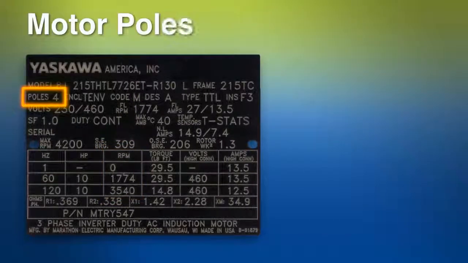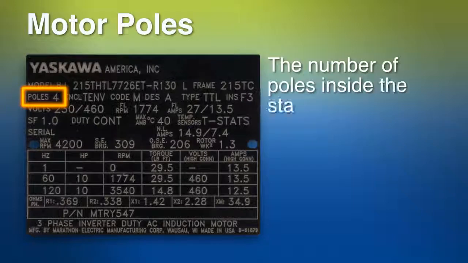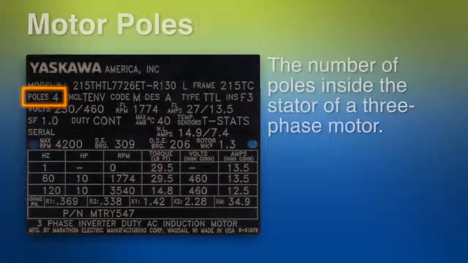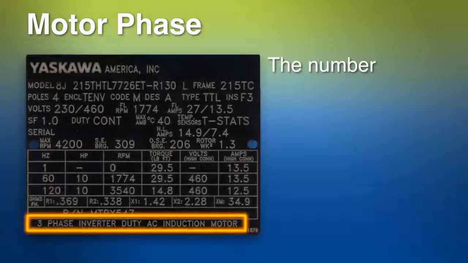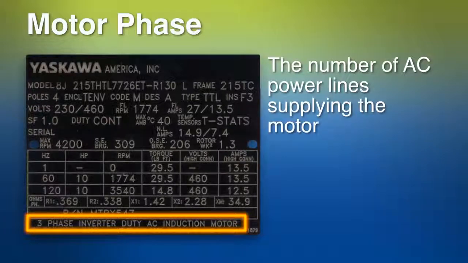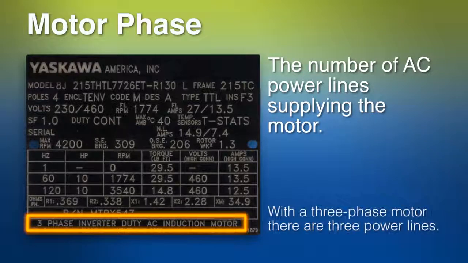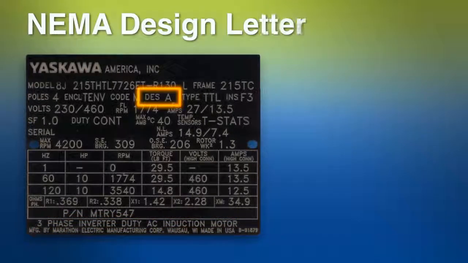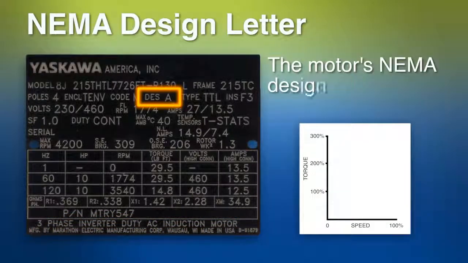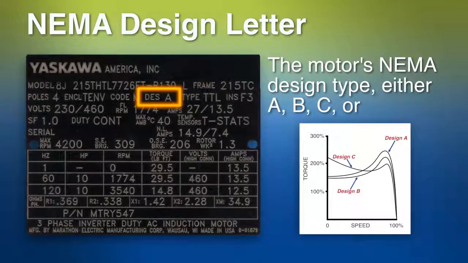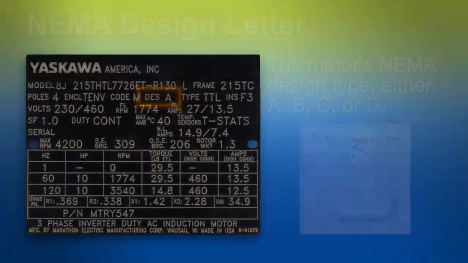Motor poles indicates the number of poles inside the stator of a three-phase motor. Motor phase is the number of AC power lines supplying the motor. Of course, with a three-phase motor, there are 3 power lines. The NEMA design letter indicates the motor's NEMA design type, either A, B, C, or D. The letter designation describes the motor's torque and current characteristics.